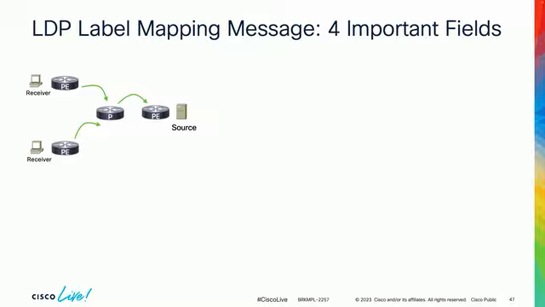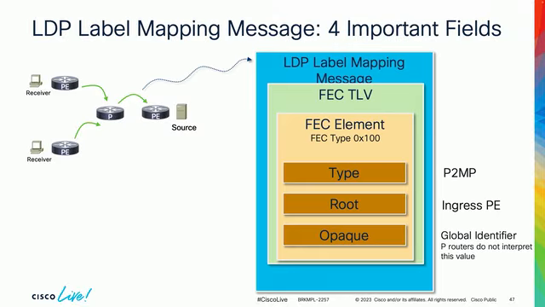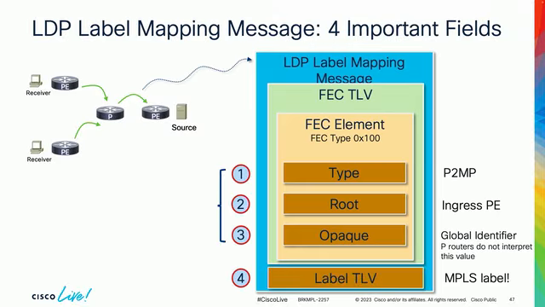MLDP messages are exchanged using LDP as the transport mechanism here. The important information we will be carrying is the FEC element. Here there are 4 important elements. The first 3 elements define any tree uniquely. So here we have a type. The type says what type of tree we are trying to build. In this case, we are building point to multipoint.